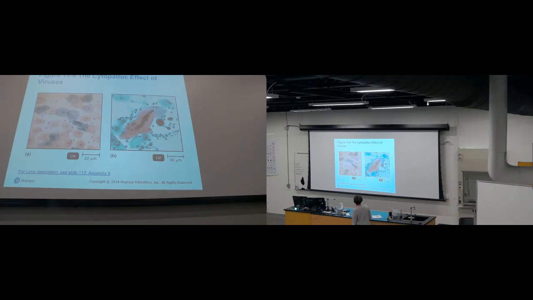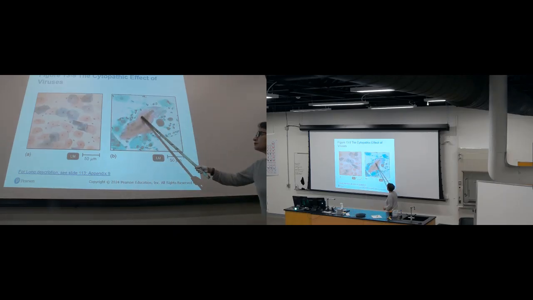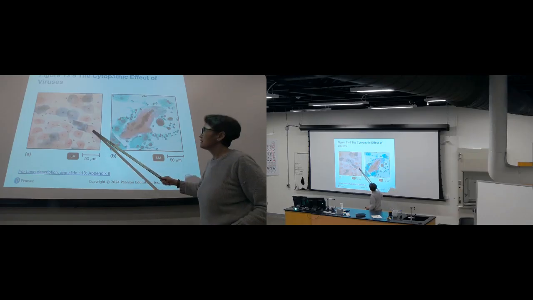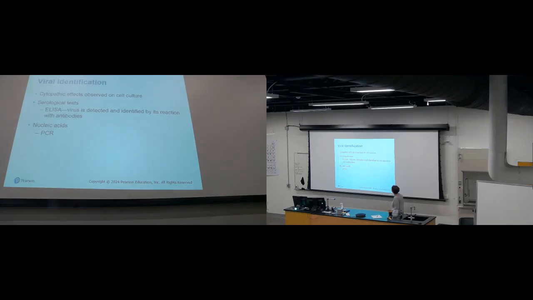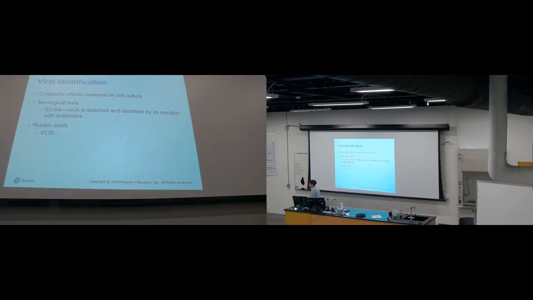So here we have some examples of CPE. These cells, after they were infected by a virus, form this cluster. This is called syncytium. They form a gigantic cell. So this is a monolayer of cells, for instance. For each of these, you can see the nucleus. So you can identify viruses based on the specific cytopathic effects that they create.